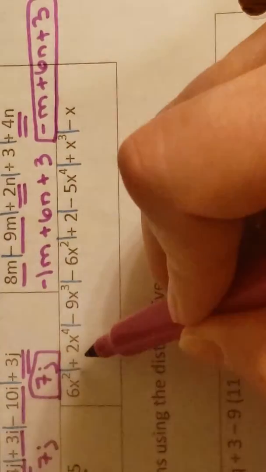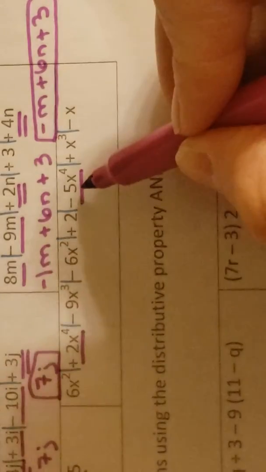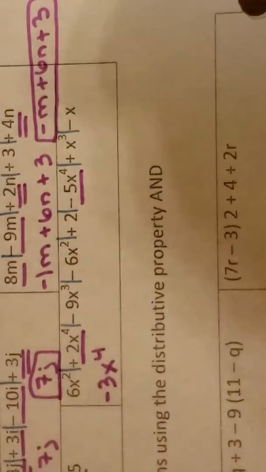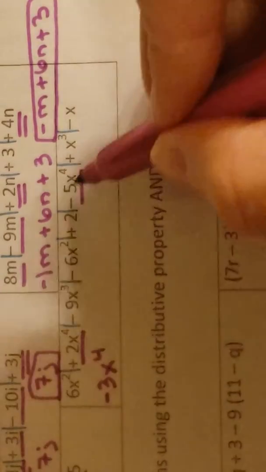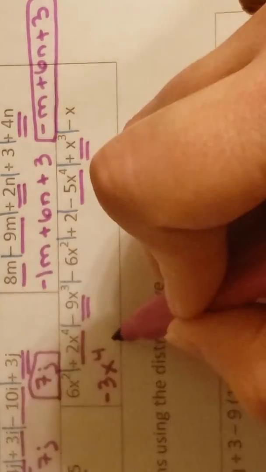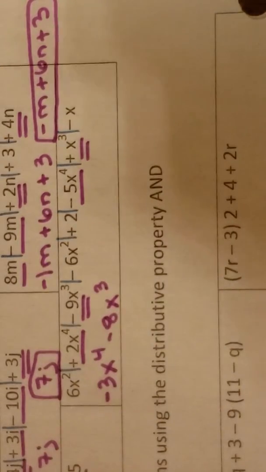The highest exponent here is a 4. There's a 4th power. There's a 4th power. Negative 5 plus 2 back is negative 3x to the 4th. Then we go to cubes. Negative 9 plus a single one is negative 8x cubes. Now we have our squares.